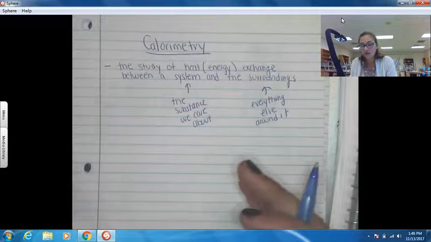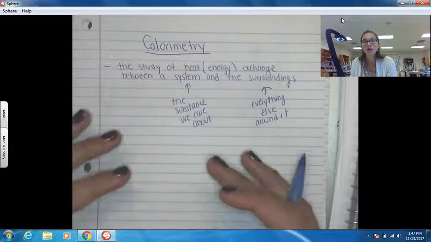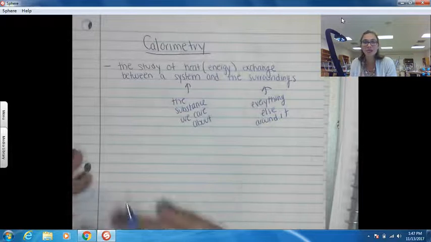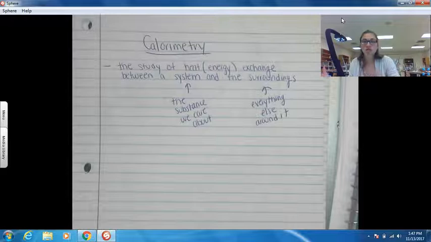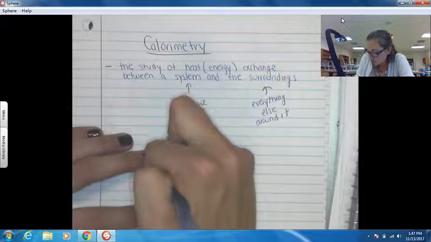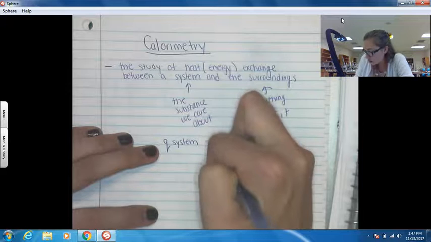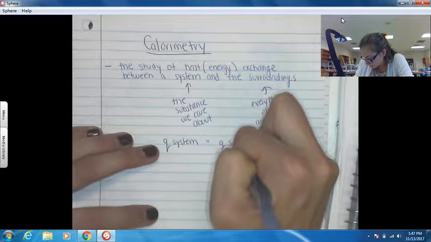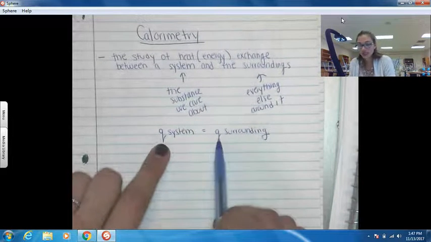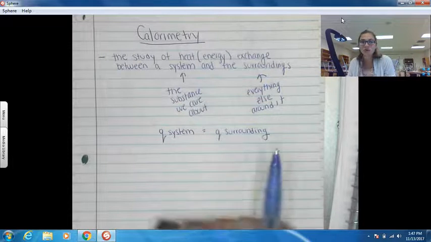So for the purpose of this class, we're going to be talking about closed systems. And closed systems means that theoretically, no heat can be lost to outside of the calorimeter. So that's what we're going to assume. Now, if we assume that, we can say that the Q of the system is equal to the Q of the surroundings. So basically this means Q, meaning heat. The heat of the system has to be equal to the Q of the surroundings.